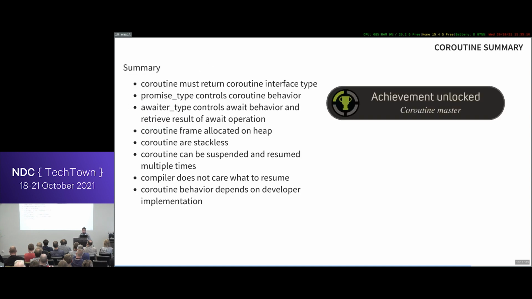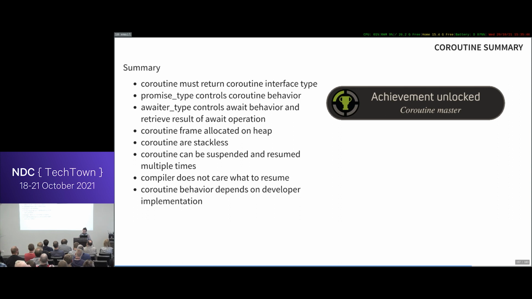So that was the coroutine summary. Now I tell you that you are masters of the coroutine. You can go and write it. Just remember that you need to implement the coroutine interface type. Remember that the promise controls the behavior. If you do it wrongly, something can go wrong. Then you need awaiter types, which control the await behavior. We know that a coroutine is allocated on the heap, so if you're an embedded developer and you don't have new, then you need to write it. A coroutine is stackless, and it can be suspended or resumed multiple times.